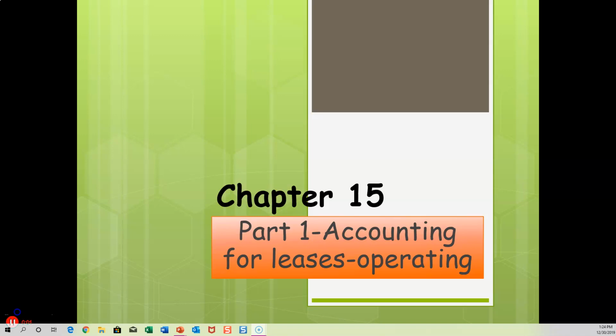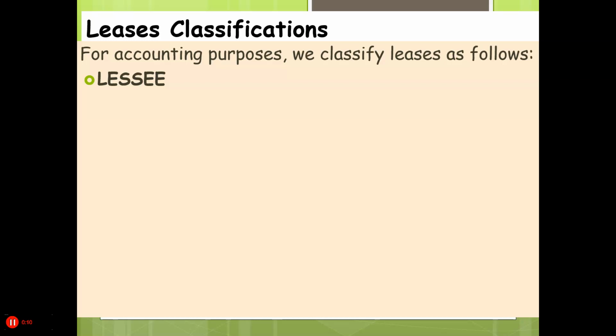Chapter 15, in Part 1, we're going to cover operating leases. Now, we have certain lease classifications. Based on classifications and guidelines, we have to account for them. And we have to look at this from the lessee and the lessor's point of view. For the lessee, there is what we call a finance lease. There's also an operating lease.